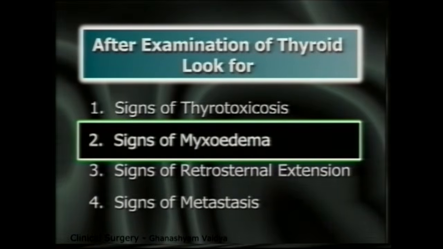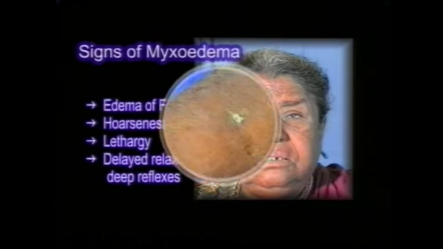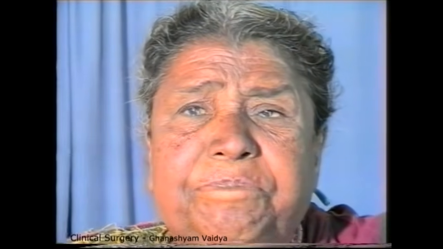Signs of myxedema. If there are no signs of thyrotoxicosis, look for signs of myxedema. Is the voice hoarse? Is there edema of the face and legs? Does the patient feel lethargic? And look for the diagnostic clinical sign, that is delayed relaxation of the deep reflexes. Test the ankle jerk and the knee jerk. Note the typical myxedema faces with edema and dry coarse skin, and listen to the characteristic slow hoarse voice.